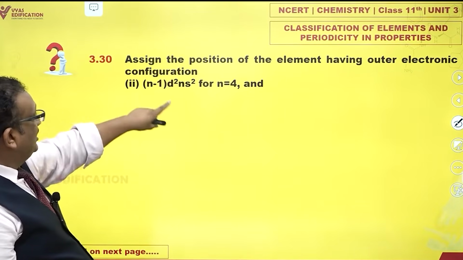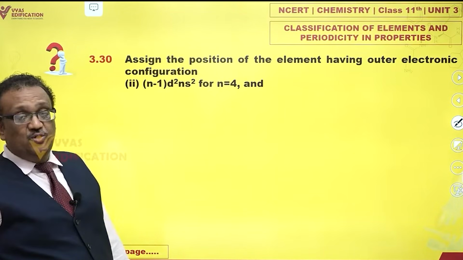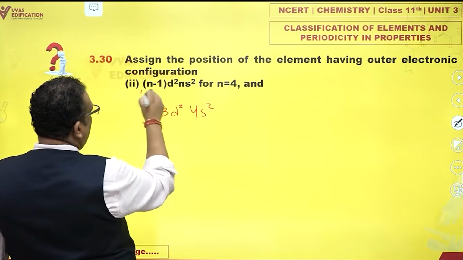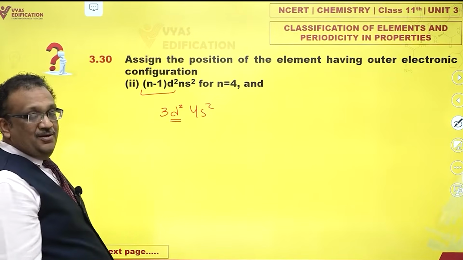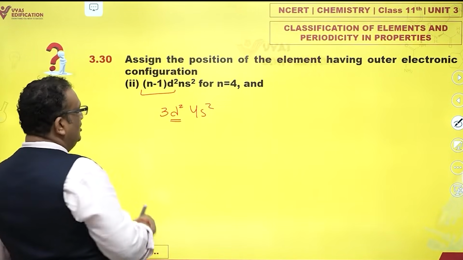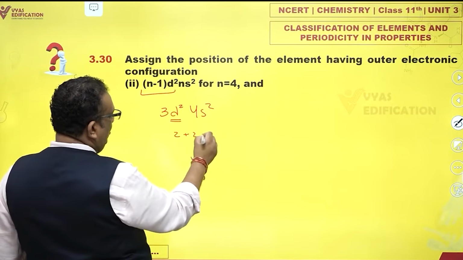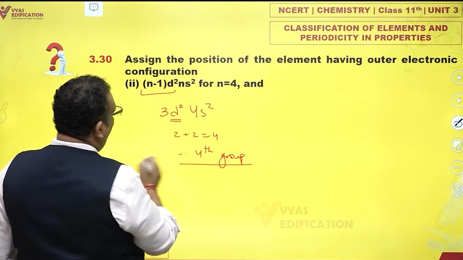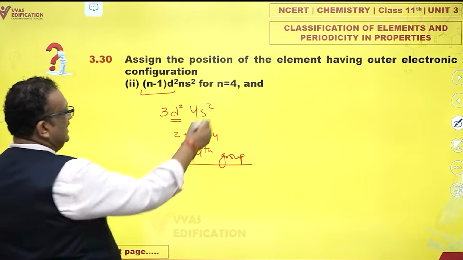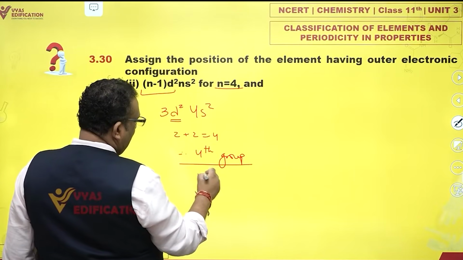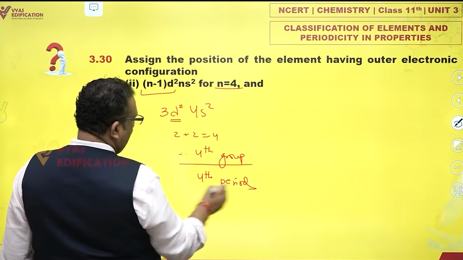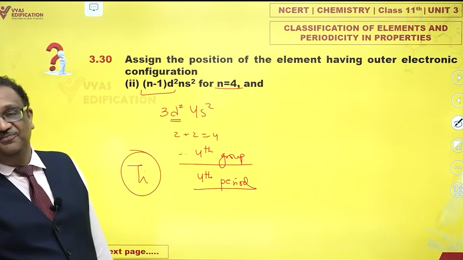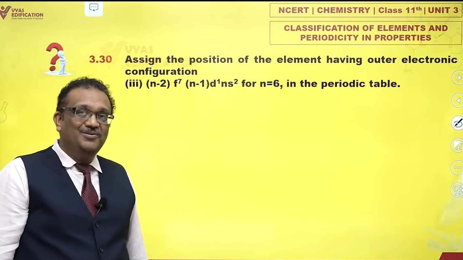The next one says N minus 1 D2 NS2. Very interesting for N is equal to 4. That means I have 4s2 3d2. At the moment I have D2 configuration, please understand D block begins from group 3. So this is 2 plus 2 is equal to 4. Therefore, it is a fourth group element, and since N is equal to fourth, it is a fourth period element also. Fourth group, fourth period, we are talking about the loveliest, titanium. Titanium is the element they are talking about.